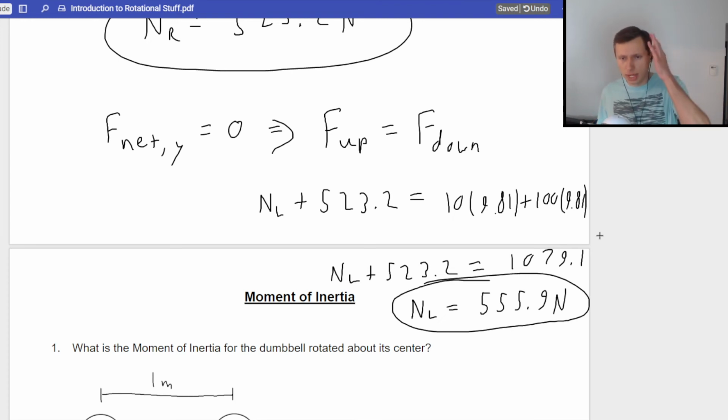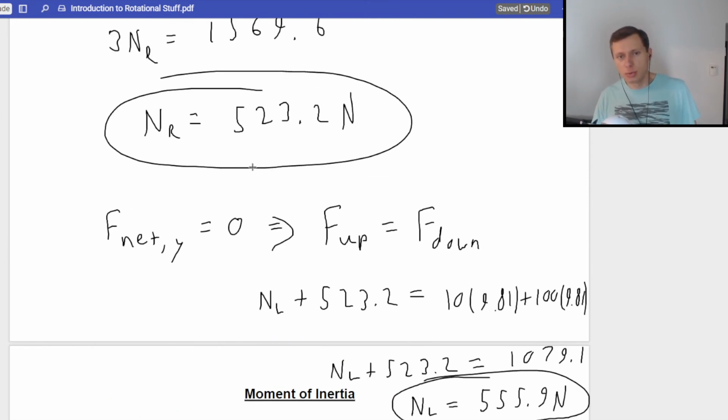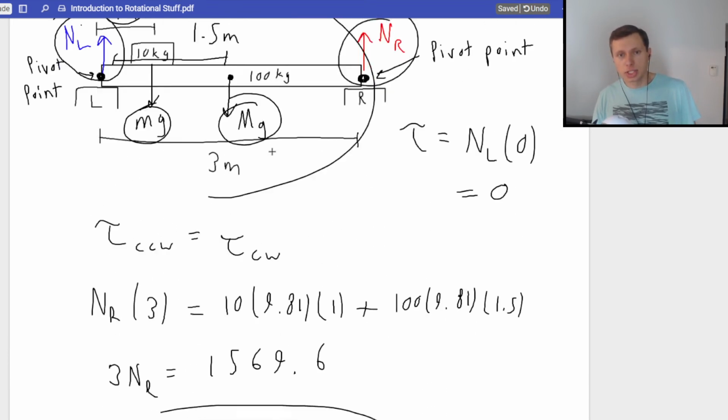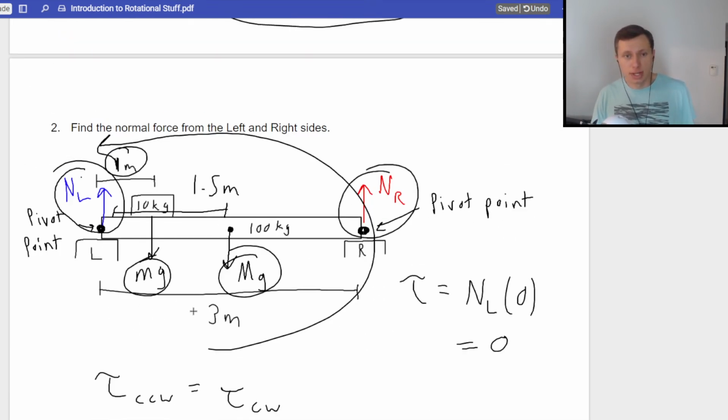Okay, and now one more thing I want to mention. Notice normal force on the left is slightly higher than normal force on the right. Does that make sense? Should they be equal? I'm going to say no, they should not be equal. And just think about this in real life. See this 10 kilogram box here on the left side? Well, the left side should have a higher normal force because that 10 kilogram box is closer to the left side. So just from an intuition perspective, this makes sense.